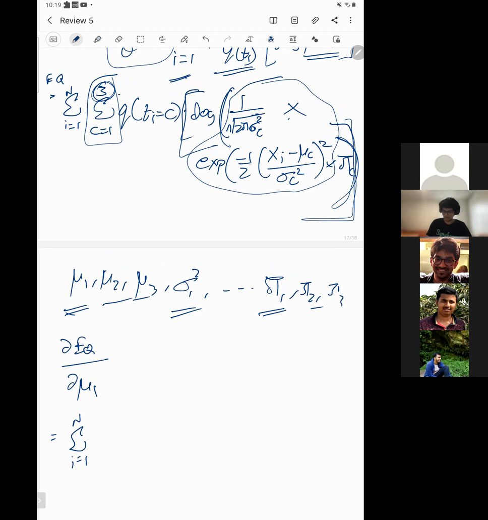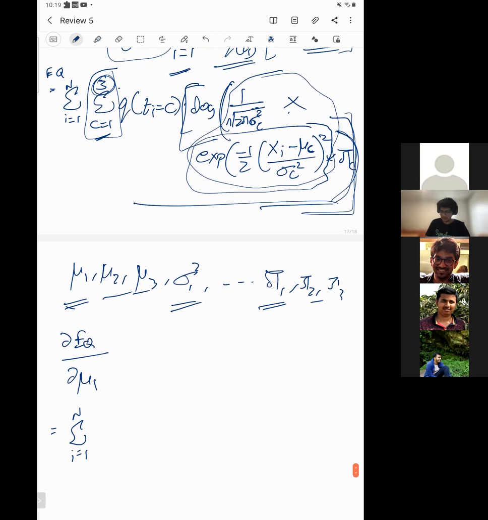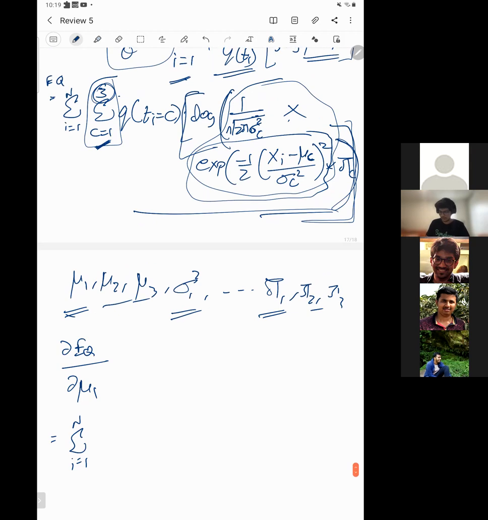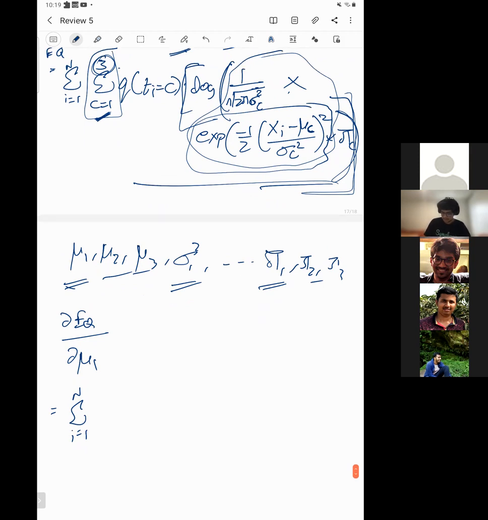If I unroll this, only the first term would have mu1, and in the second and third terms there would be no mu1. The only place where mu1 can come into the picture is in this term, and that also only in the first iteration of the summation. I hope that's pretty clear. So we can remove this summation sign, because now we are dealing only with this mu1 term, and differentiating with respect to mu1, what we would obtain is q of ti equals 1.